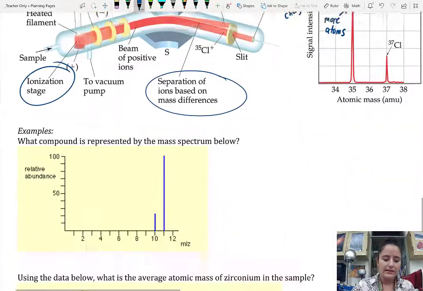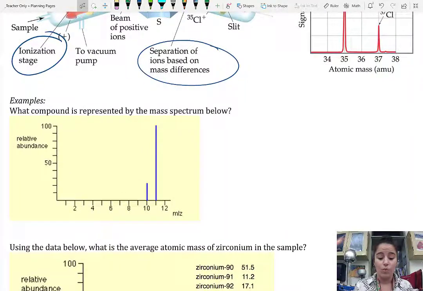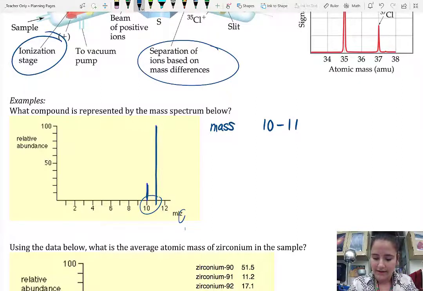So this kind of gives you an idea of what a mass spectrum would look like. Because that charge is always going to be 1, this represents the masses. Okay, so I have a small peak at 10 and then a larger peak at 11. So the mass is going to be in between 10 and 11, but because the 11 peak is much stronger, it's going to be closer to 11.